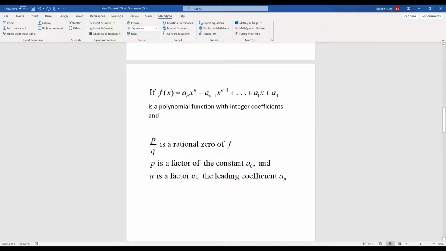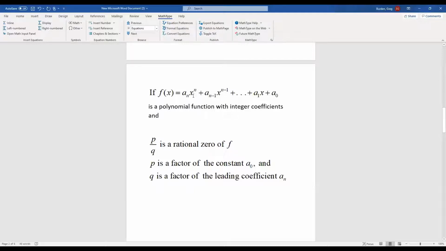So the a sub n minus 1, and so on, are all integers. That's typically what you see in math classes anyway. If they are rational numbers, it'd be possible to change the rational coefficients so that they become integer coefficients. And typically we don't see non-real complex numbers as coefficients.